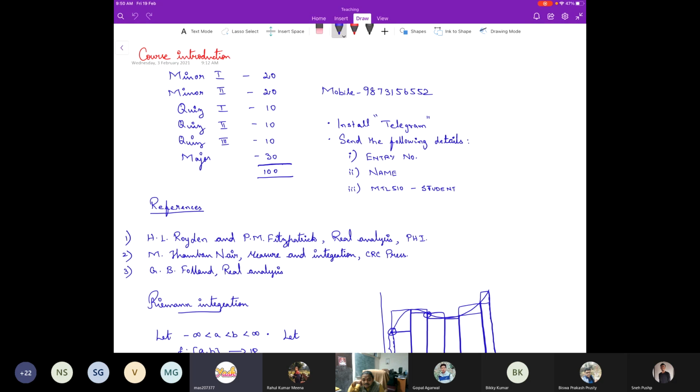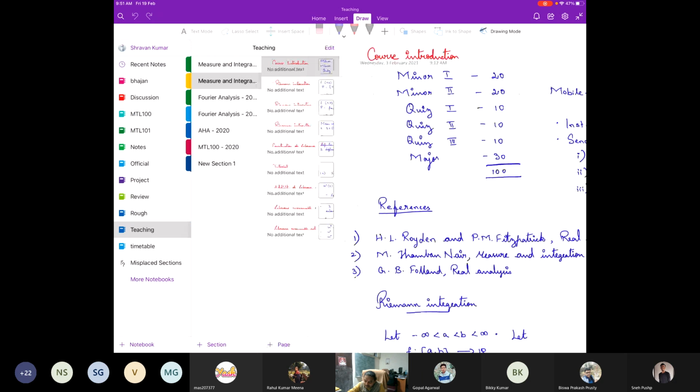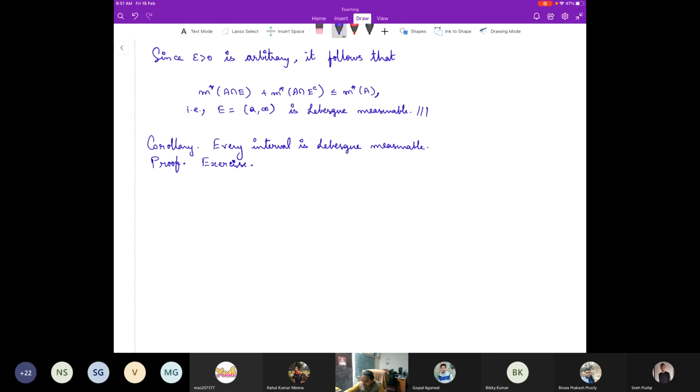Sir, can we extend the notion of Lebesgue measurable sets to R2, R3 as well? Yes, of course, even in Rn. Replace these open intervals by open cubes, n-dimensional cubes. Then you should be able to. So you write it as well. I'll simply write it as well.